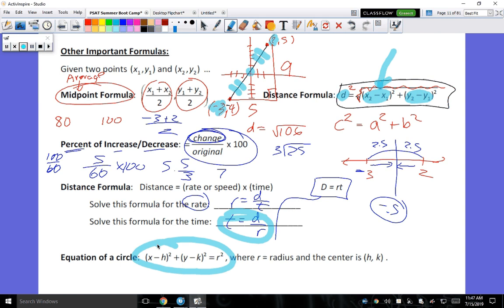Equation of a circle, where r is the radius and the center is (h, k). Big stuff here. If I have (x minus 2) squared plus (y plus 5) squared is equal to 25, who can tell me what the center of this circle is? 2, negative 5. Yeah. So the center is (2, -5). What's the radius? 5. And guys, it comes from this equation. The radius is the square root of whatever that whole thing is.